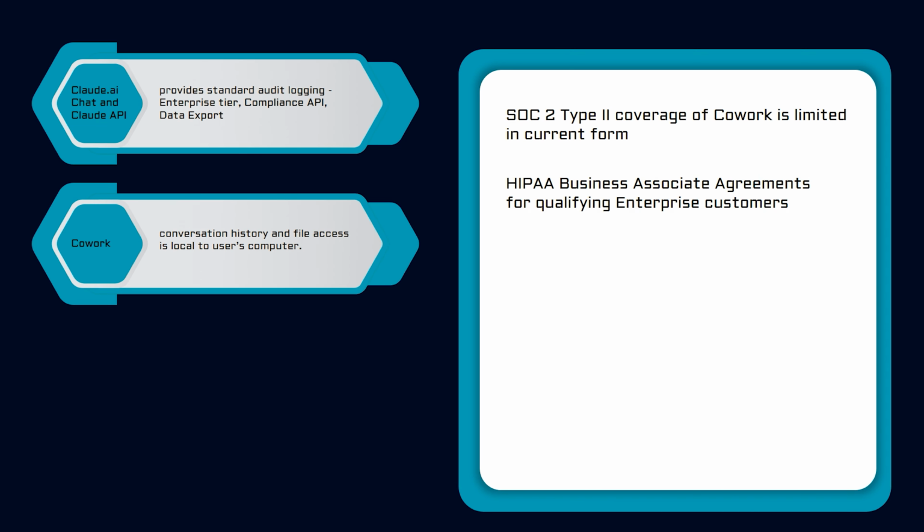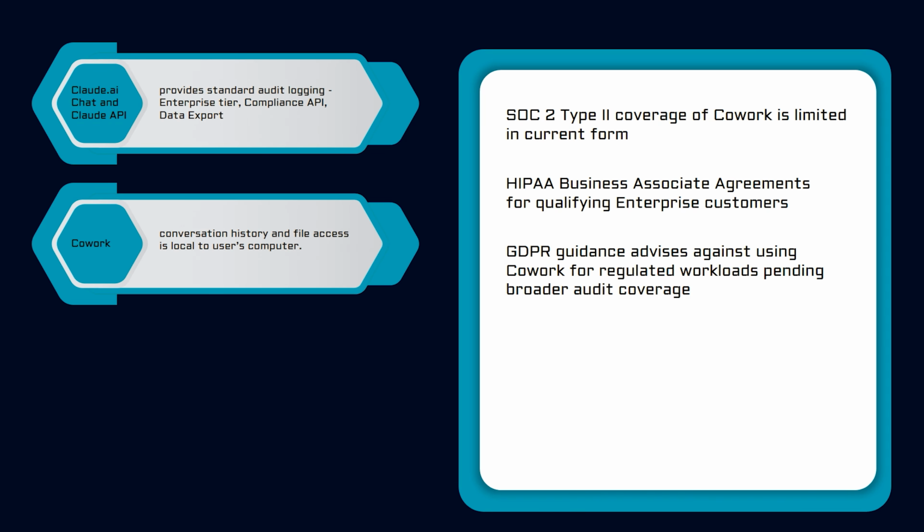HIPAA presents a structural challenge for Cowork. Anthropic offers business associate agreements for qualifying enterprise customers. That's important, and it's available. But the absence of centralized Cowork audit logging means HIPAA Section 164.312(b), Audit controls, cannot currently be satisfied for protected health information processed through Cowork using Anthropic-side audit data alone. The pilot's operational posture for any healthcare organization is to prohibit PHI from Cowork workloads during the pilot phase, unless the organization has implemented compensating controls that produce defensible audit evidence.